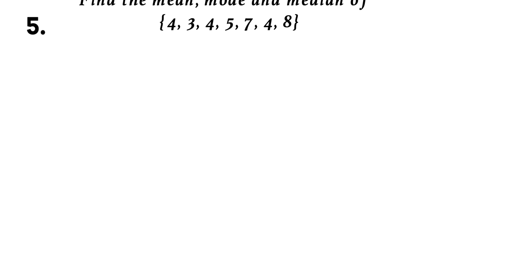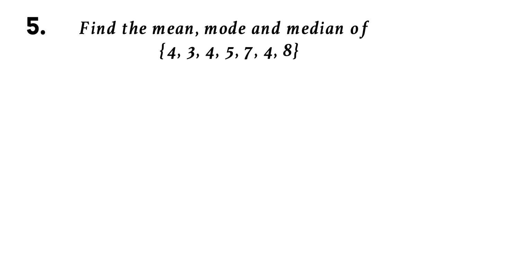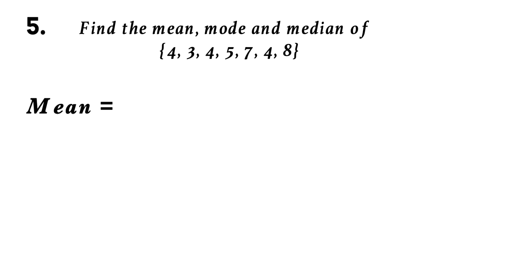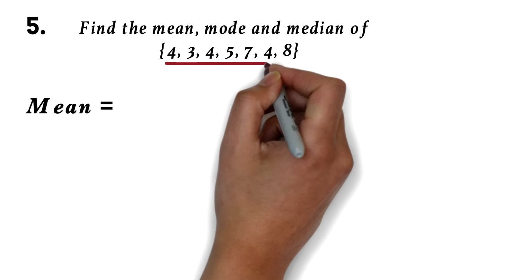Question 5. Find the mean, mode, and median of 4, 3, 4, 5, 7, 4, 8. We will look at this and look at a more challenging one in question 6. Finding the mean is the same as finding the average. We will add the values and divide it by the number of values. There are 7 values here.